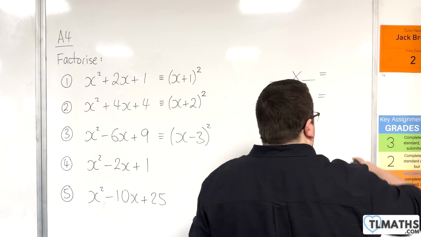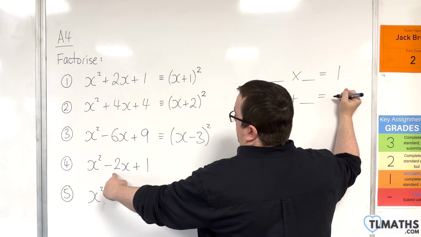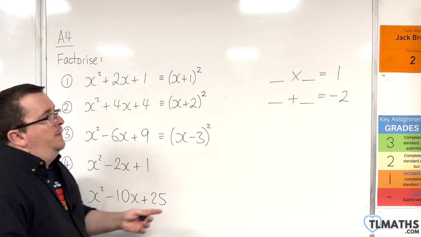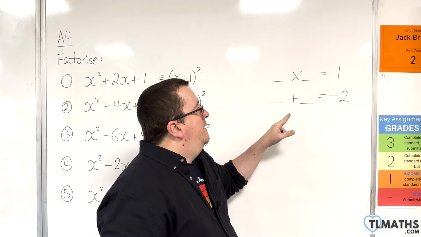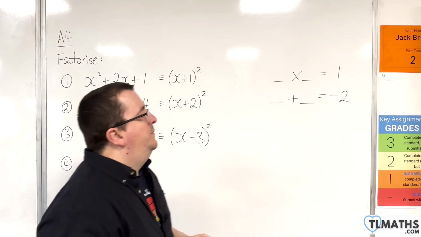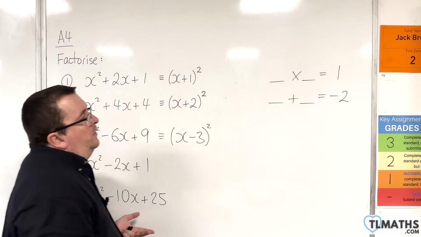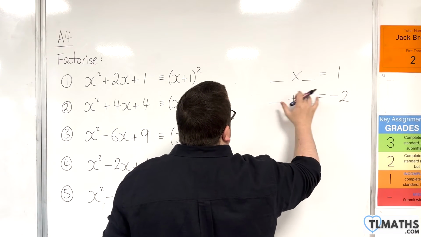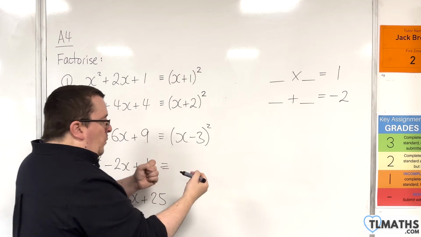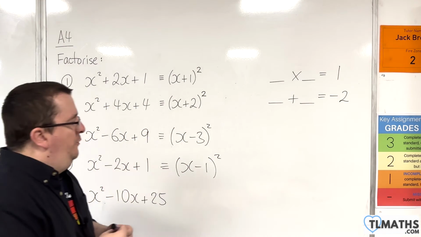Right, so number 4. Two numbers that multiply together to make 1 but add together to make minus 2. So for precisely the same reasons as before, they've both got to be negative, haven't they? In order to multiply together to make a positive and add together to make a negative. So that would have to be, in this case, minus 1 and minus 1. Minus 1 times minus 1 is 1, minus 1 take away 1 is minus 2. So we've got x take away 1 all squared for number 4.